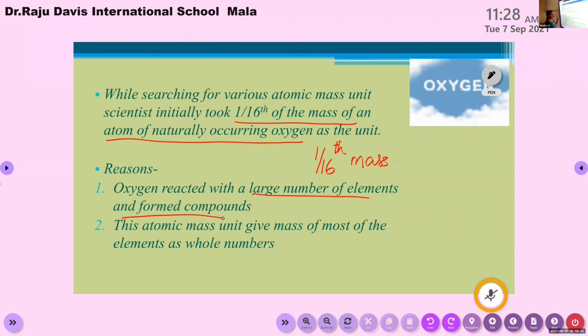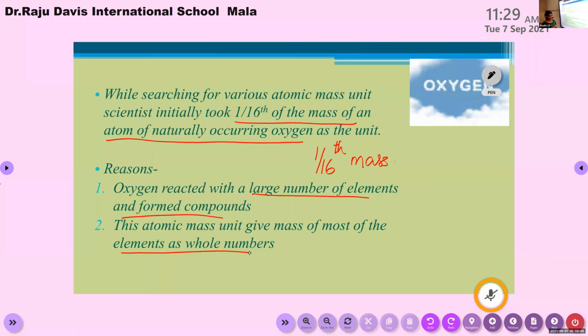And the second reason for the selection of oxygen, this atomic mass unit gives the mass of most of the elements as whole numbers. When we select oxygen's 1/16th mass as one atomic mass unit, the atomic mass of all other elements will be in whole numbers, not as decimals. So due to these two reasons, initially scientists selected 1/16th mass of an atom of naturally occurring oxygen as the reference.